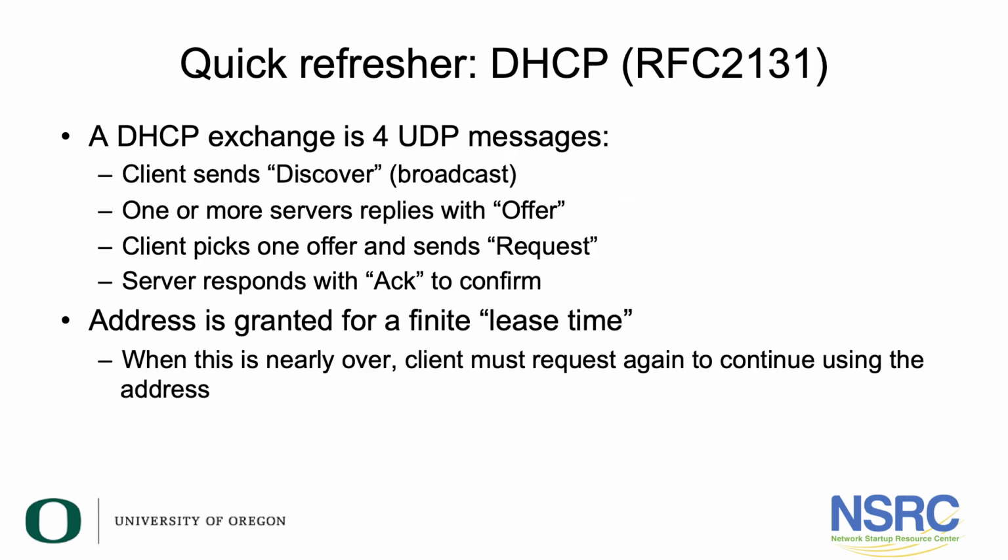So let's look at a quick refresher about how DHCP works. It's standardized in RFC 2131. A DHCP exchange is 4 UDP messages. The first one is the client sends a discover broadcast, UDP broadcast. One or more servers replies with an offer, which could be broadcast or unicast. Usually it's unicast. Then the client picks one offer and sends a unicast request to the server that gave that offer, and the server will respond with an acknowledgement to confirm the reservation of that address.